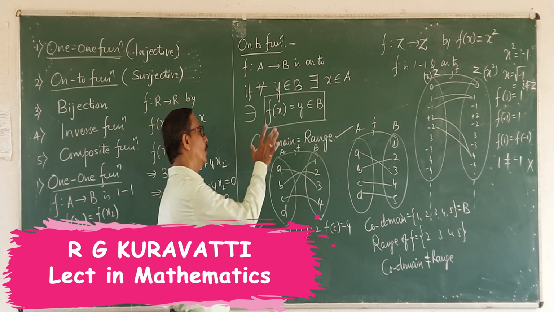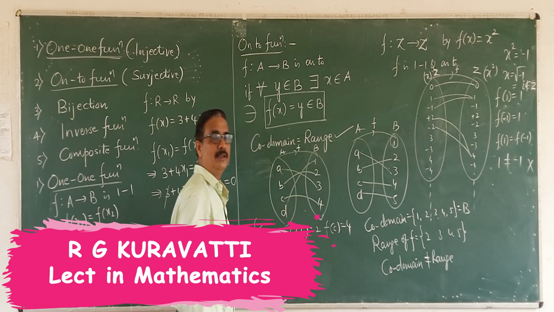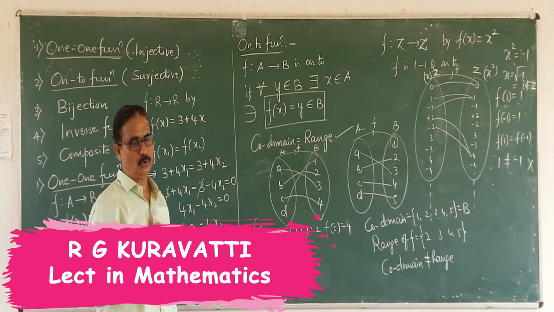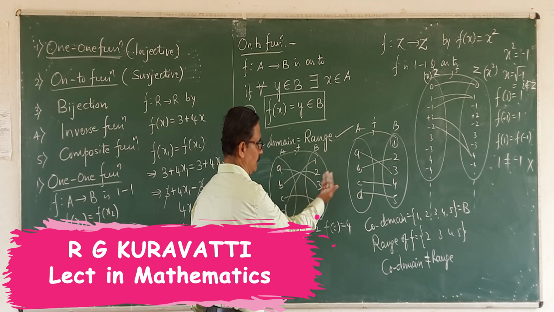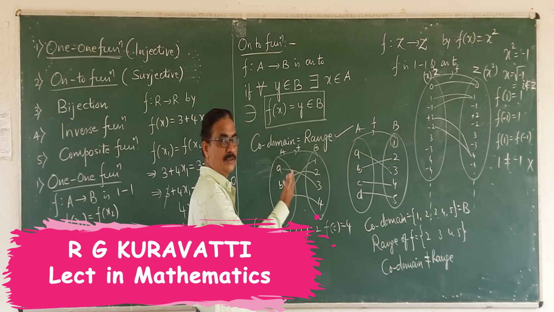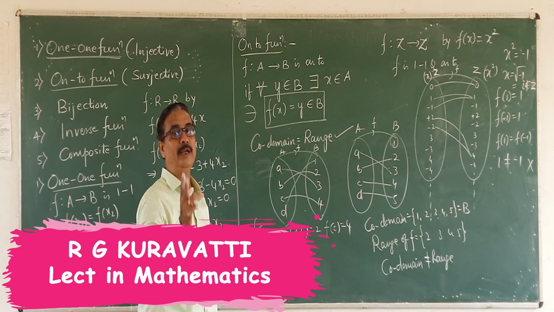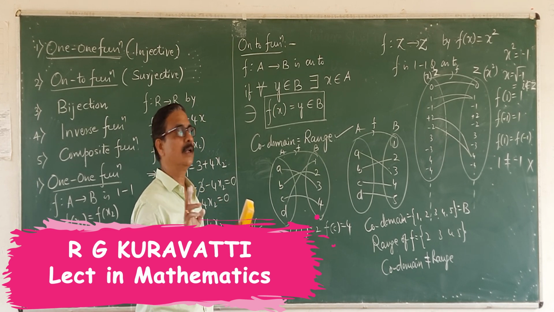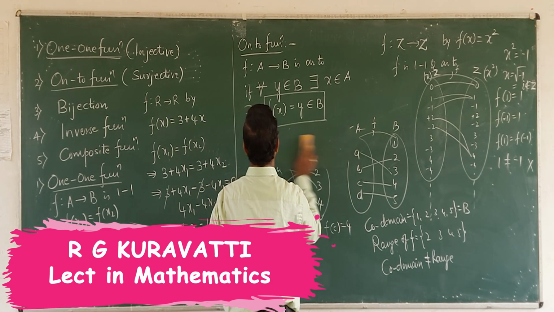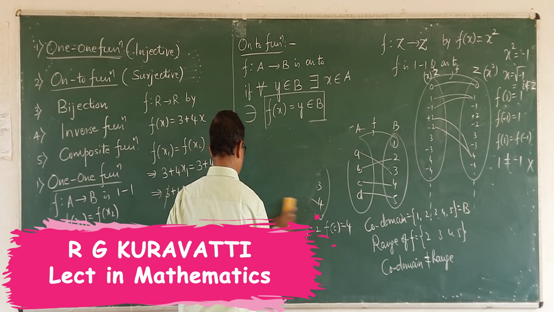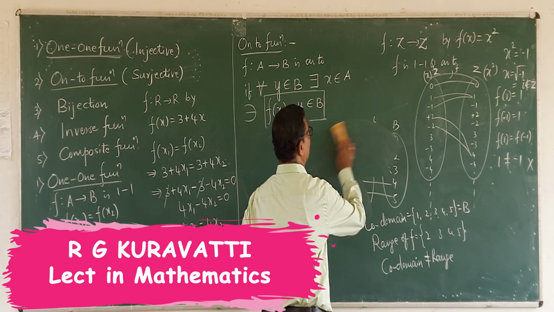In short form, if the codomain is equal to the range, then it is said to be an onto function. That means all the elements of the codomain have images that are satisfied by the range; then it is said to be onto, otherwise it is not an onto function. Clear, students?